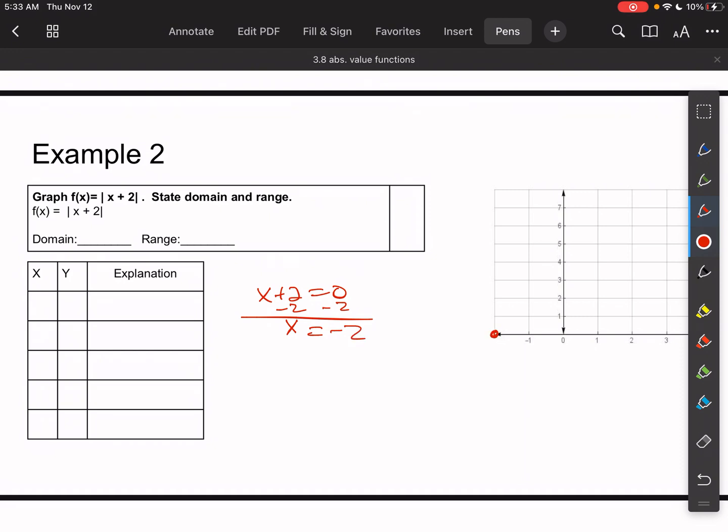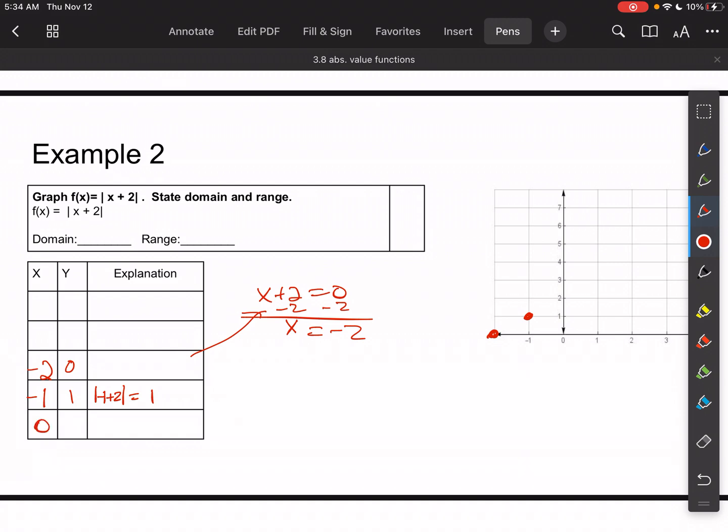So negative 2, this is not a good graph for this one. I apologize if that's the graph I gave you on your notes. So start there. Okay, so at negative 2, I'm at 0. Put it in the middle of your chart. All right, the explanation's there. Now let's go to the right of that. So if we go to the right of that, let's go negative 1. You plug a negative 1 in, you get absolute value of negative 1 plus 2. Negative 1 plus 2 is 1. Absolute value of 1 is 1. So at negative 1, we're at 1.